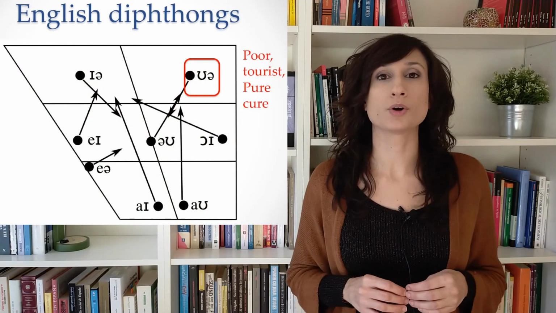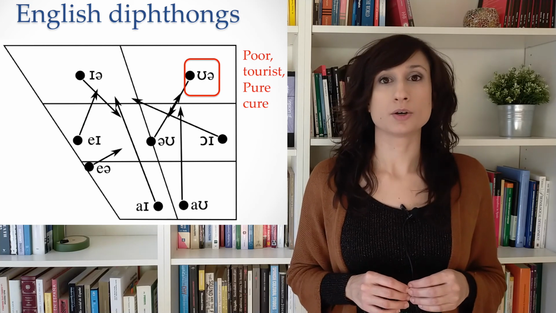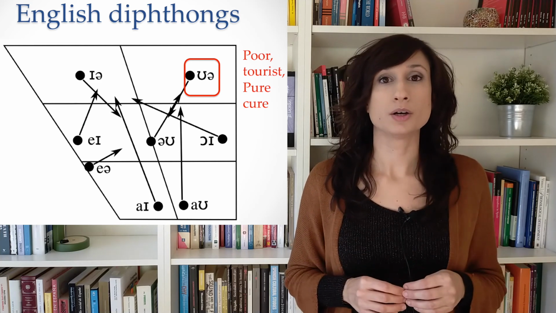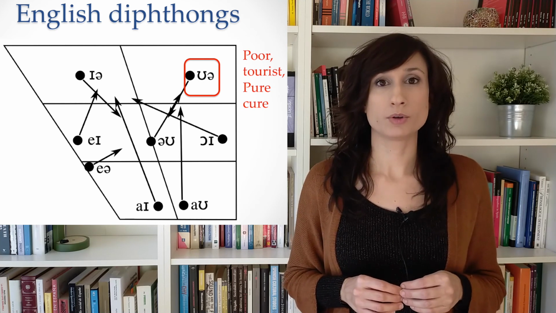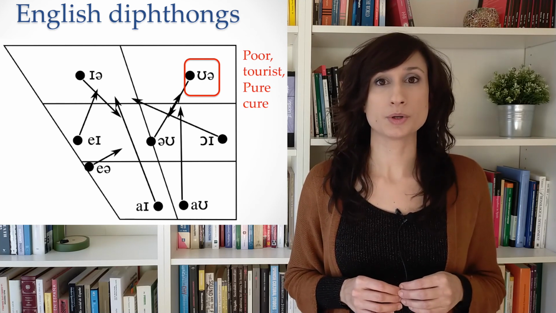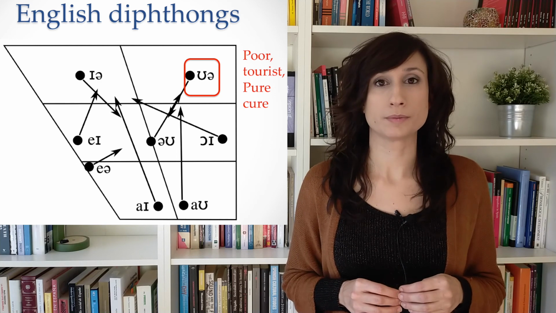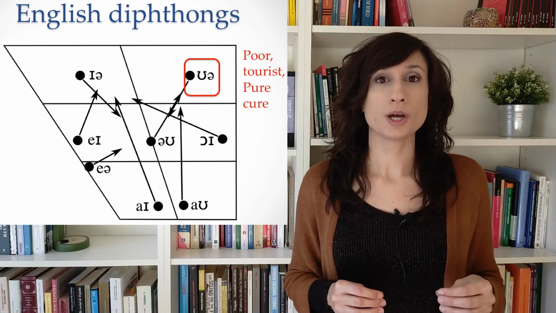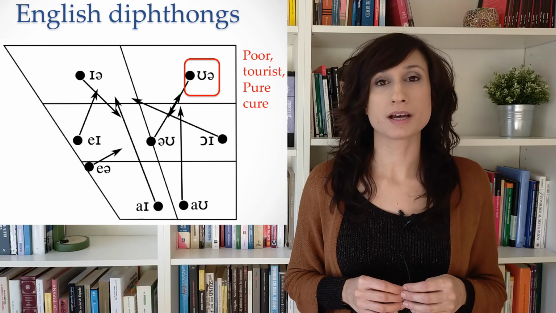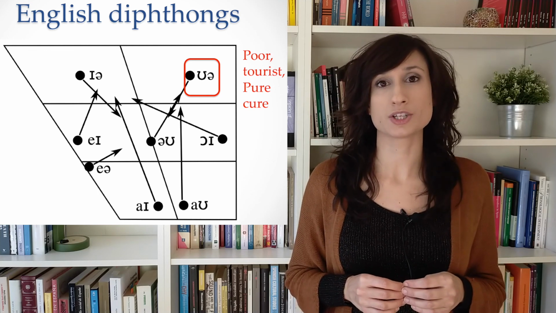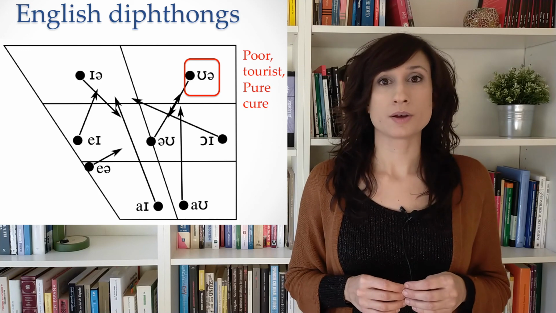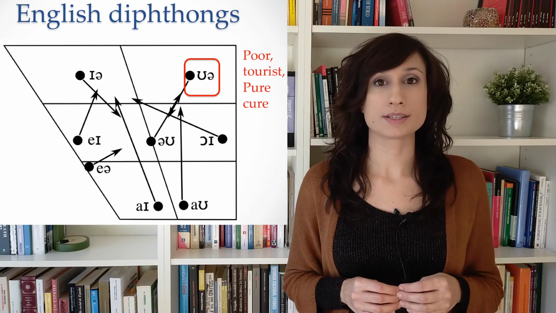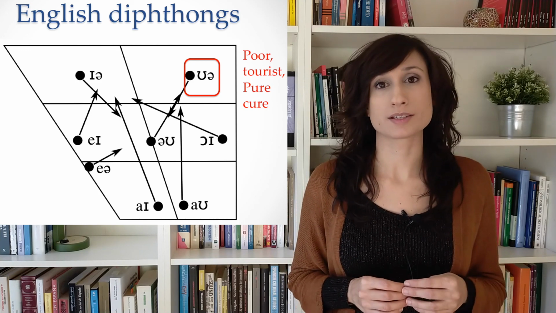And finally, diphthong ur. It starts at an o position and ends with a schwa. Poor. Examples with this diphthong would be poor, tourist, cure, pure. Notice, however, that this diphthong is sometimes pronounced by native speakers of English as just the vowel or, as in horse. So you can say poor or you can say poor, and both pronunciations are correct.